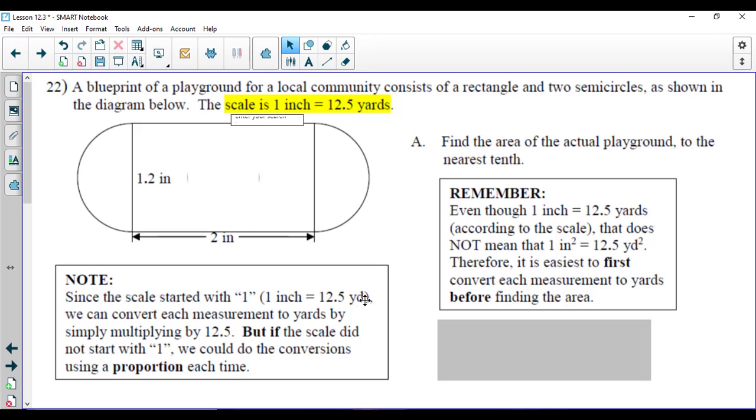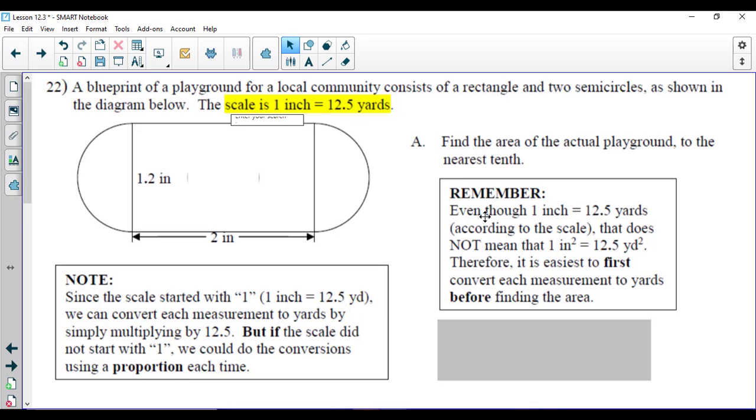But if the scale did not start with 1, we could do the conversions using a proportion each time. Or as we'll see in a later example, we can convert it to a 1 inch scale to make it a little bit easier for us. So in part A, it says to find the area of the actual playground to the nearest tenth. So obviously this is a model or drawing where the dimensions are in inches. We want to convert those dimensions to yards.